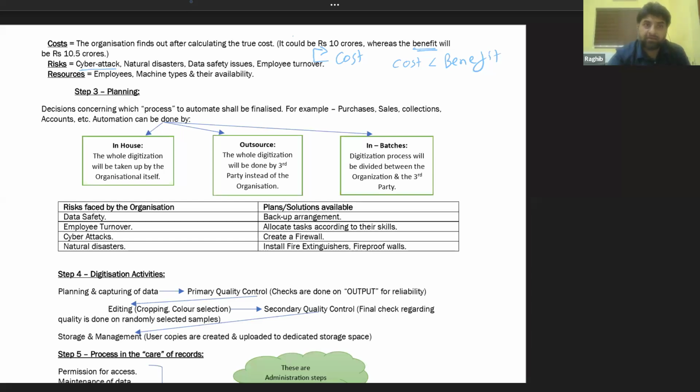Risks: cyber attack, natural disasters, data safety issues, employee turnover. Cyber attack is about the virus attacks which usually happen on the internet. If someone brings an infected pen drive and infects all of the computers, it's gone. Then natural disasters. What if there is any flood, earthquake, or fire, and the building in which the laptops or the records were kept gets destroyed? All this will be checked in the risk. Data safety issue: safety from theft.